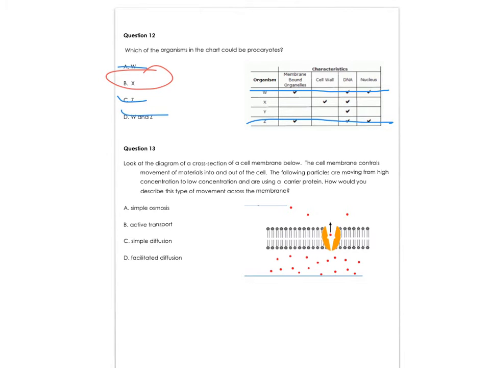How could you describe the type of movement across a membrane? Well, we're going from high to low, so that's diffusion. It's not simple diffusion. It's not passive transport because we're using a carrier protein. It's getting help. These molecules are getting help, so they're ions of some kind, or other particles that can't cross the membrane by themselves.